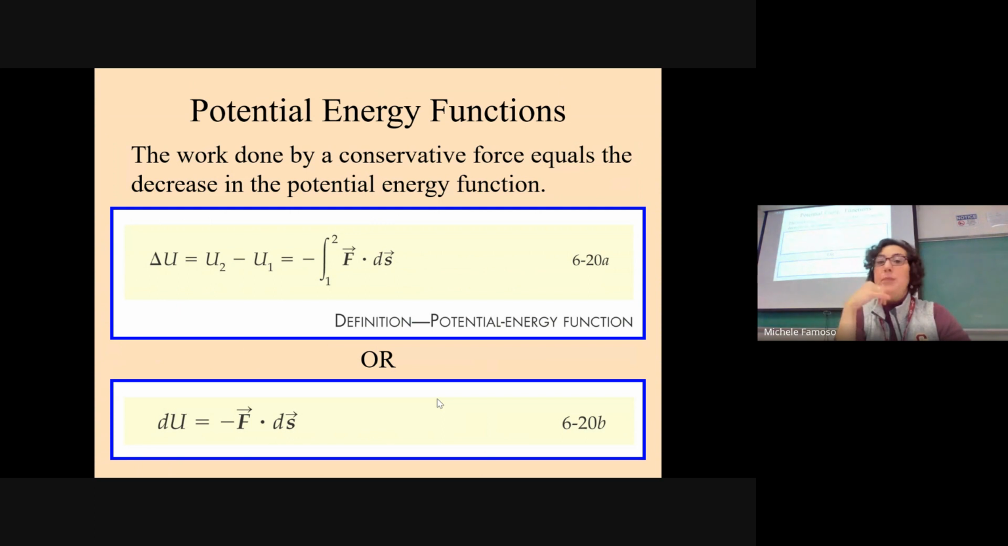Okay, so let's now talk about potential energy. Potential energy can be discussed in terms of these forces and displacements. Notice that equation, the first one there, 620A, looks a lot like the work equation we saw a minute ago: the integral of force with respect to position, from position 1 to position 2. But notice there's a negative sign in front of the integral, okay? The negative sign is telling you that the change in your potential energy is the negative of the work that's done.